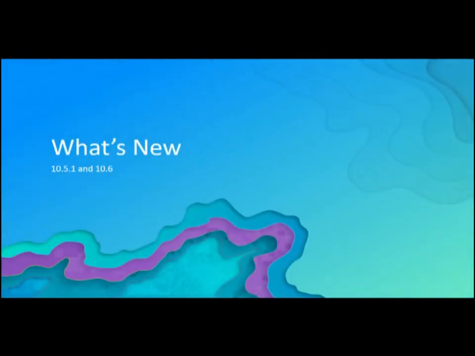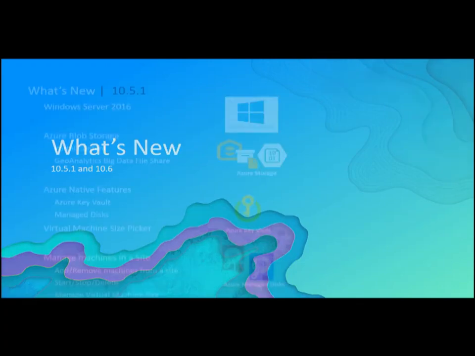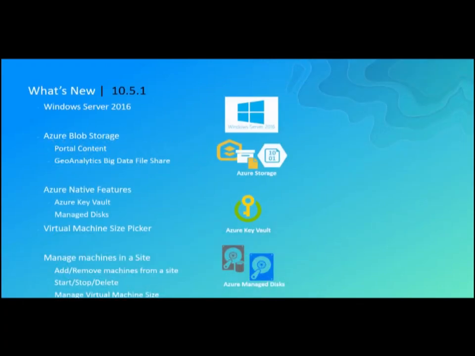All right, so just wanted to give you some highlights between what's new at 10.5.1 and 10.6 for those of you who have used the tooling in the past or attended my presentations in years past. So at 10.5.1, what we added is we added support for Windows Server 2016. So our virtual machine images are based on 2016. And the team also tries to do a reasonably good effort in keeping up with patches and critical security patches that we've had in the past year. So we actually build on Windows Server 2016. We support Azure Blob Storage for portal content and for the geoanalytics big data file share. That was new at 10.5.1.